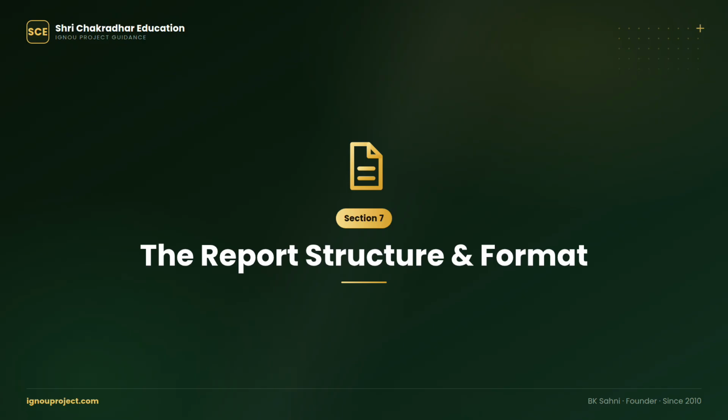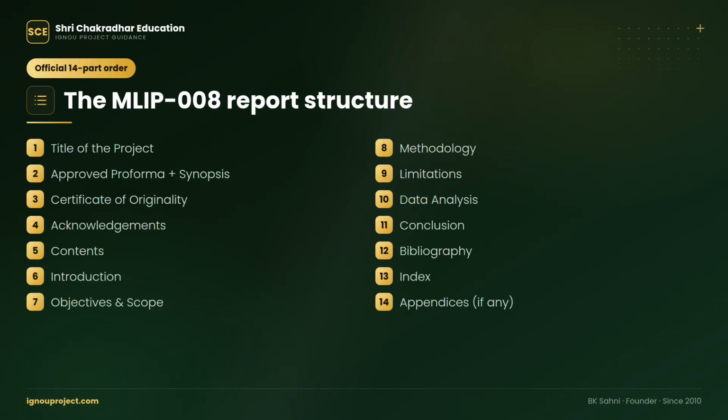Now the part everyone asks about, the report structure and format. The official PGDLAN guide gives a clear 14-part order for your report. 1. The title of the project. 2. The approved proforma and synopsis. 3. The certificate of originality. 4. Acknowledgements. 5. Contents. 6.